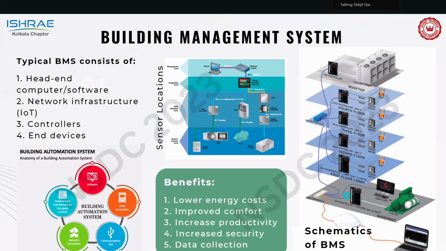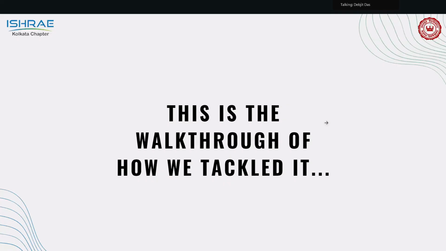building management system. This is the schematic of it. So rooftop, you are having the controllers. Fourth floor, you are having this, and this in the basement here, they are having the chillers, but we don't use the chillers. We're using the seawater cooling there. And so this is basically the walkthrough of how we tackled the problem back in our time.